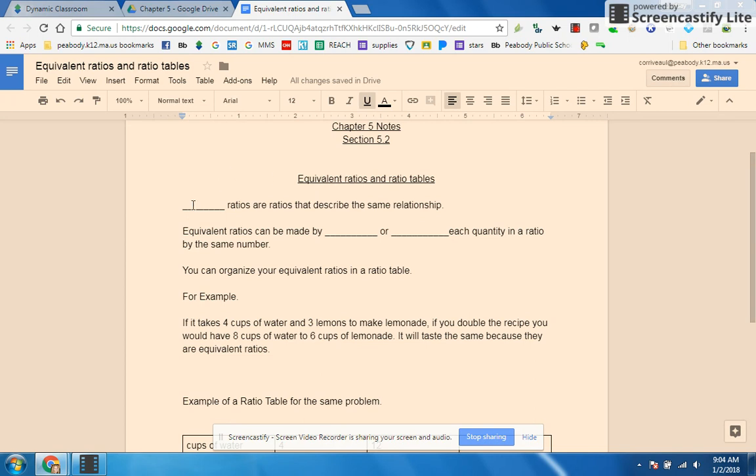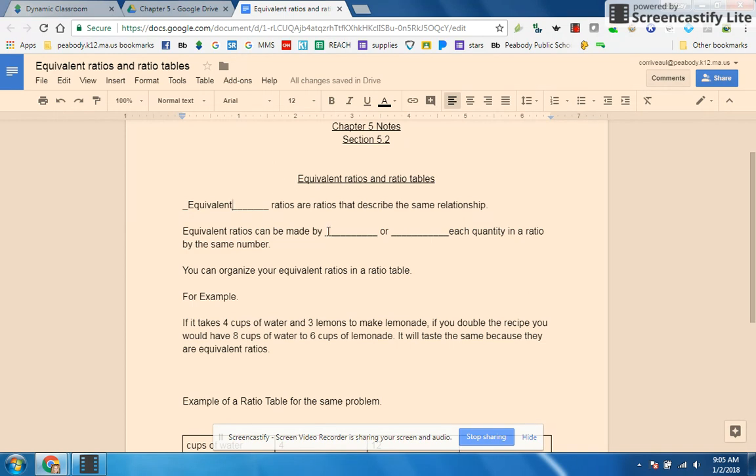Now we're going to discuss equivalent ratios. Make sure you are following along and writing this with me. We're going to write "equivalent." Equivalent ratios are ratios that describe the same relationship. They're very similar to equivalent fractions, only they're comparing two quantities. Other than that, they're going to look the same and we're going to make them the same.